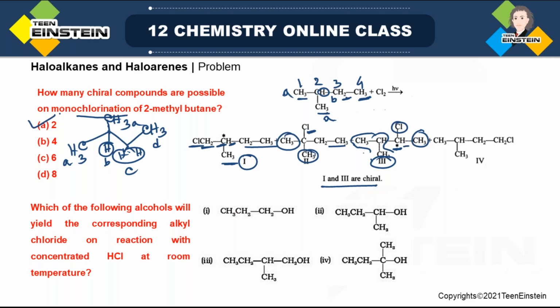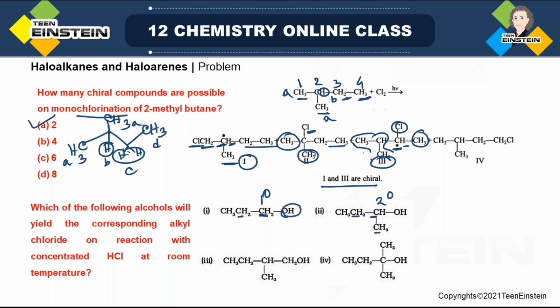And the first alcohol, it is CH3CH2CH2OH, and the carbon with which OH is attached is attached to only one carbon, so this is 1 degree. Then the next one, option 2, the carbon with which OH is attached is attached to 2 more carbons. That means this is 2 degree.